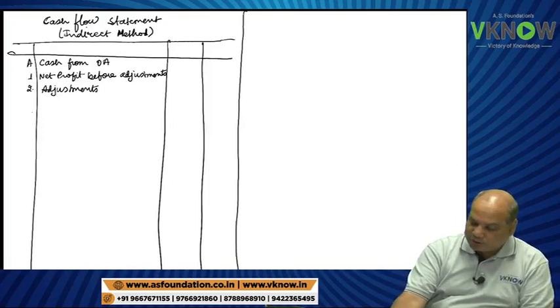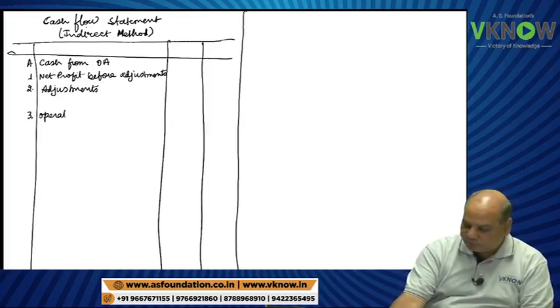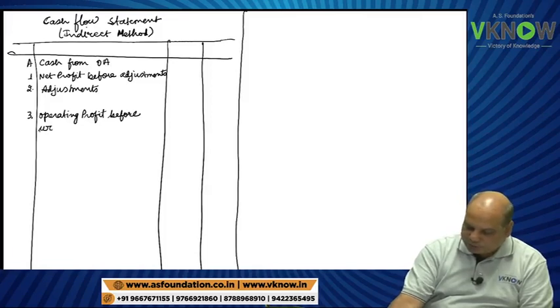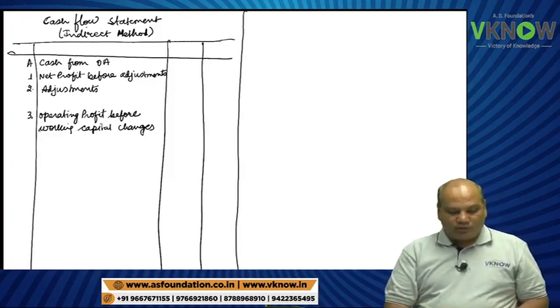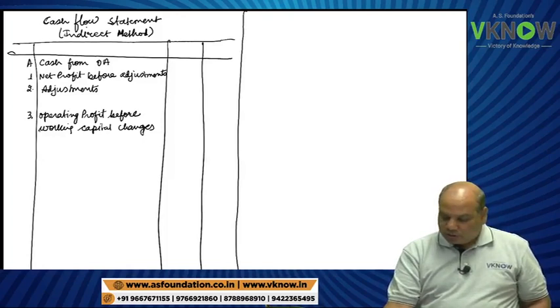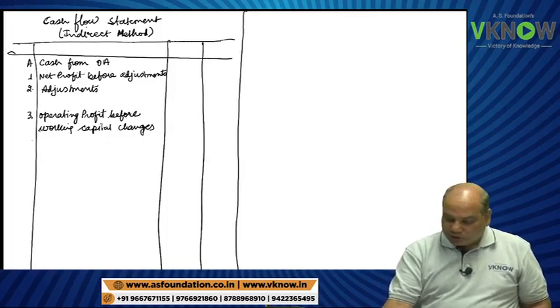Keep 2 lines blank. Point number 3, operating profit before working capital changes. This is one more practice purposefully so that you will revise the indirect method one more time.